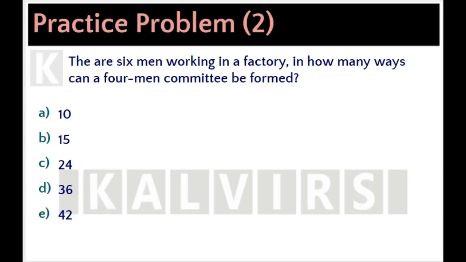There are 6 men working in a factory. In how many ways can a 4-man committee be formed? First of all, is the order of the members of the committee important? Since in a committee the order of the members is irrelevant, this problem involves combinations. Of 6 men, we're choosing 4 of them. And this one is equal to 6 factorial over 4 factorial times 6 minus 4 factorial.